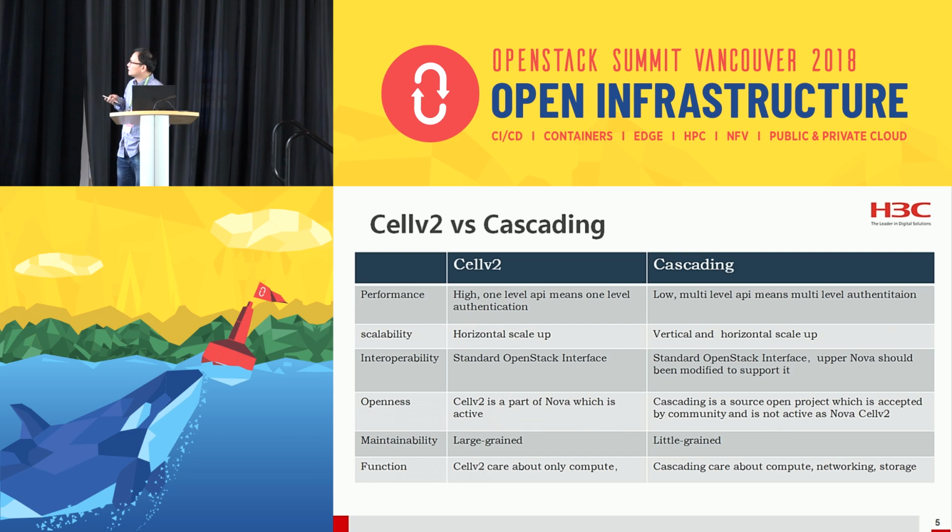For openness, Cells v2 is a part of Nova, which is active. Cascading is an open source project accepted by the community, but it is not as active as Nova Cells v2. For function, Cells v2 cares only about compute, while Cascading cares about compute, networking, and storage. For us, because we have our own SDN solution that can handle massive networking, naturally we chose Cells v2 as our basic architecture.